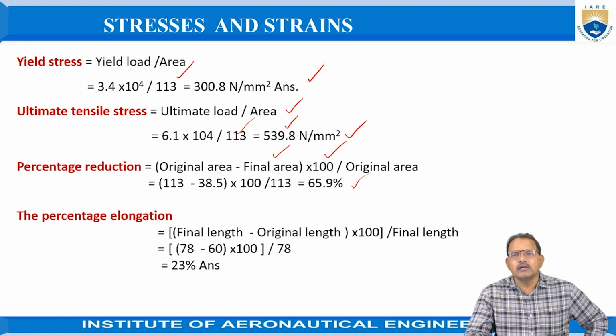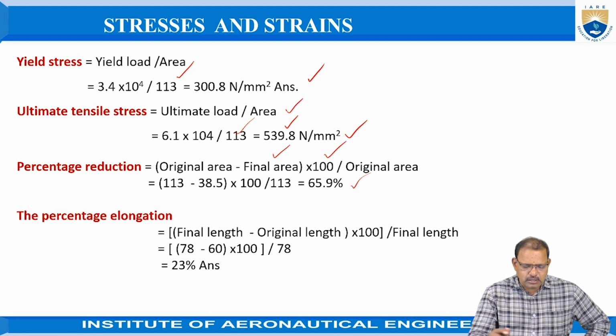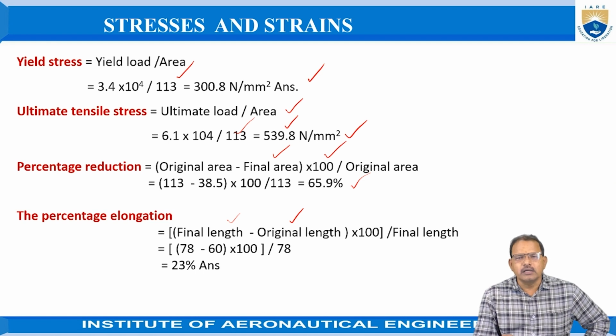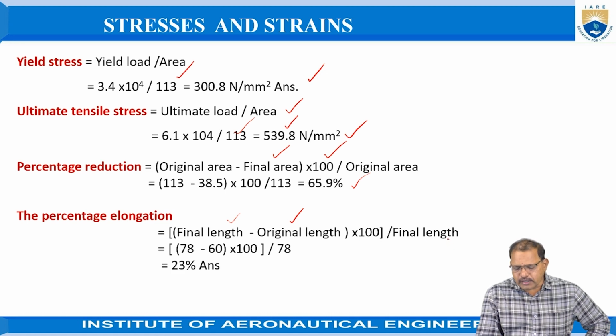The percentage of elongation is generally defined as the change in length of the specimen to its original length, but it is expressed in terms of percentage. Hence, here change in length is equal to final length minus original length. When the tensile load is acting on it, the length of the specimen increases. Hence, we have taken the change in length only in the form of increasing length, that is final length minus original length divided by final length.